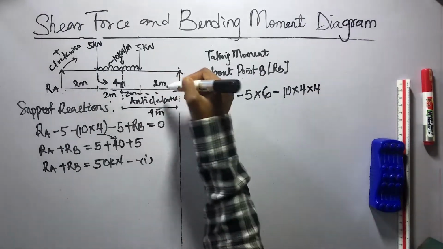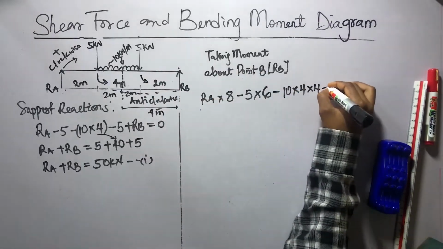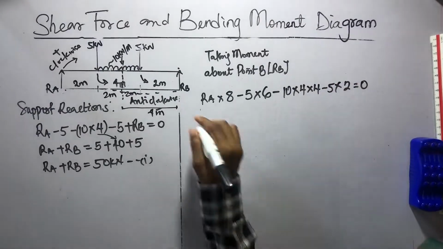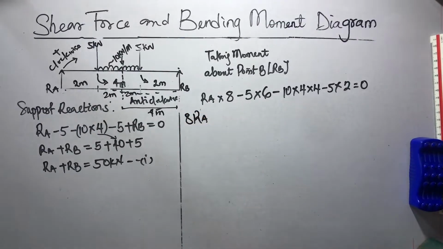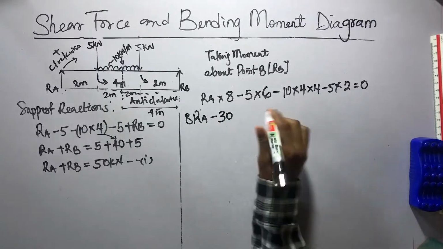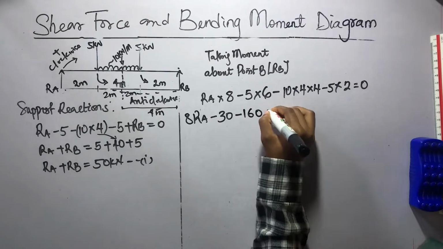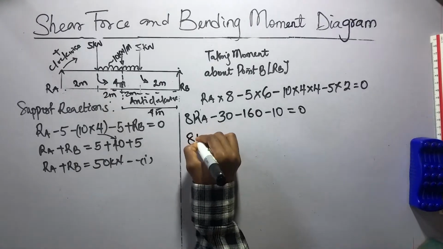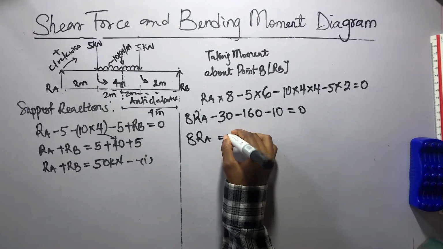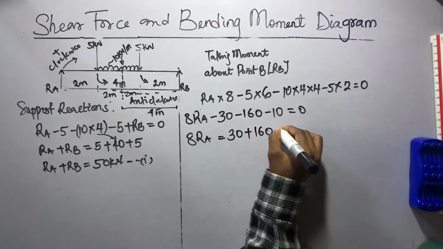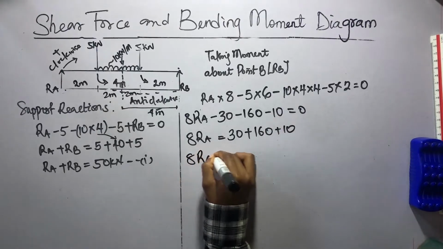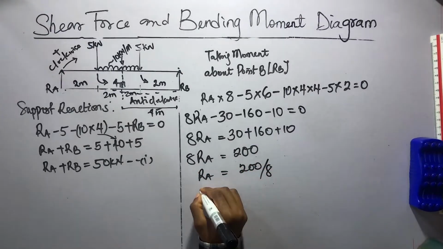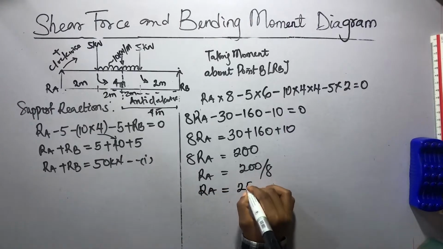The next is a 5 kilonewton acting anti-clockwise also, which is -5 times 2 equals -10. So resolving this, we'll have 8RA minus 30 minus 160 minus 10 is equal to 0. Collecting like terms, we have 8RA is equal to 30 plus 160 plus 10. So you have 8RA is equal to 200. RA equals 200 divided by 8. We have RA is equal to 25 kilonewton.